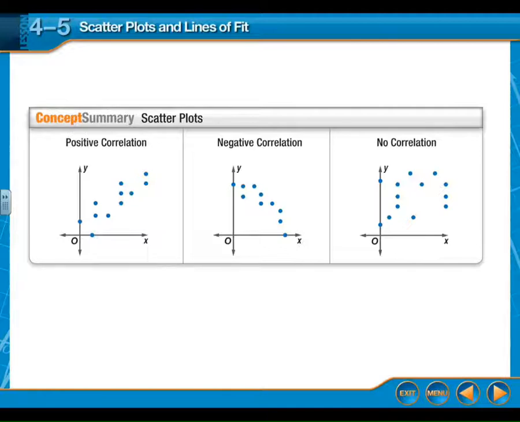As x increases in the second scatter plot, notice that your dependent variable decreases. So it has a negative correlation. So when we're talking about relationships, we're really talking about that relationship between the independent and dependent variable. Notice in the last scatter plot there is no correlation. It would be difficult to say that your independent variable causes something to happen in your dependent variable. So that's no correlation.